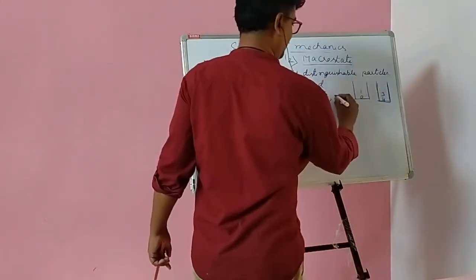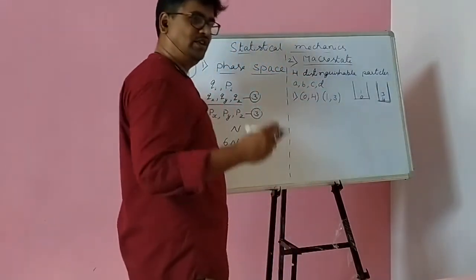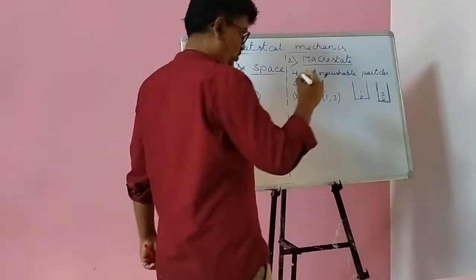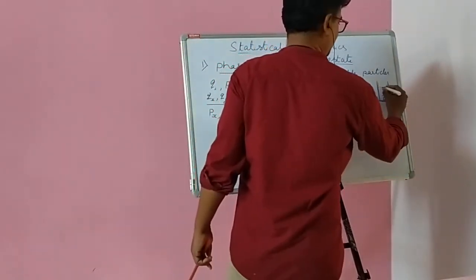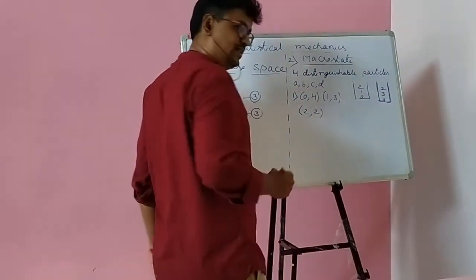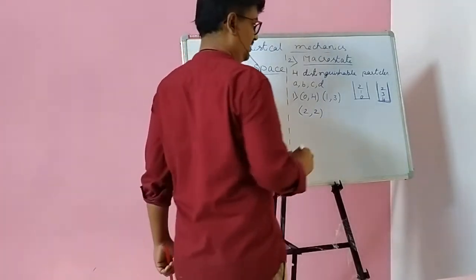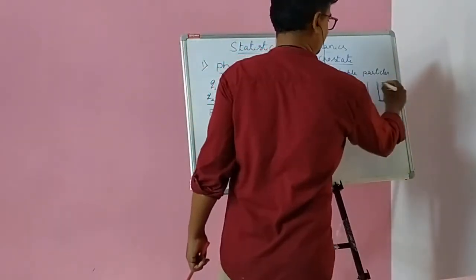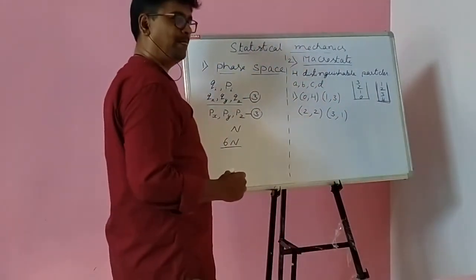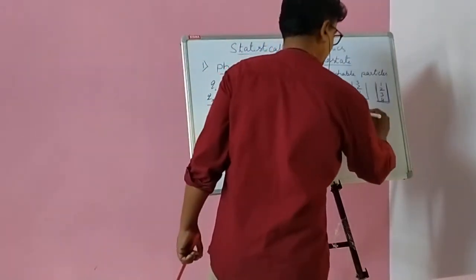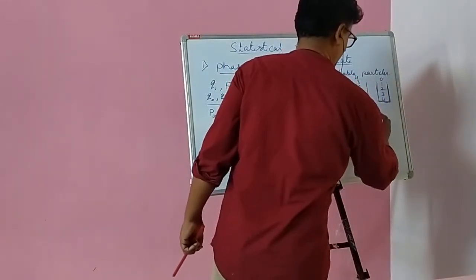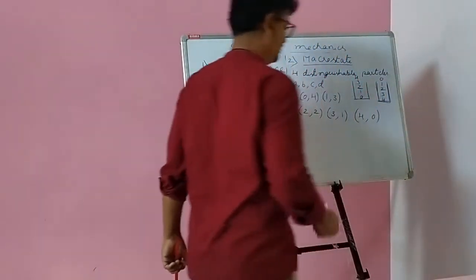First compartment I can have one particle, second compartment three particles: 1, 3. Next, 2, 2: one compartment I can have two particles, another two particles again. Next, 3, 1: first compartment three particles, second one particle. What's the last one? Yes, 4 and 0: first compartment 4 particles, second compartment no particles.